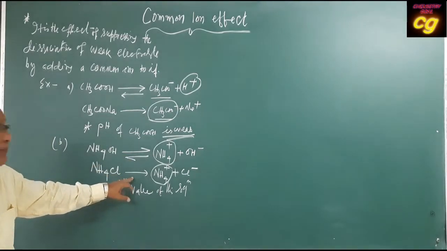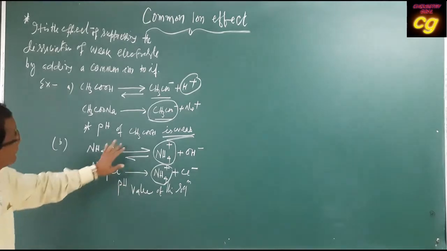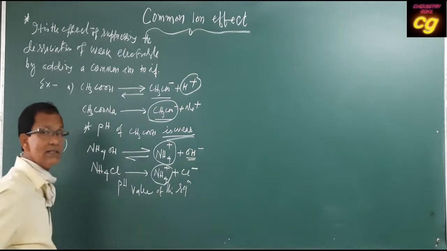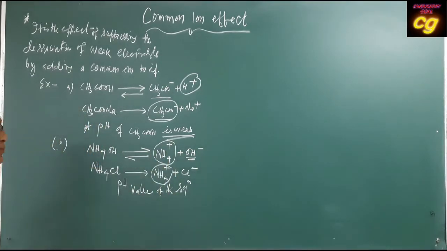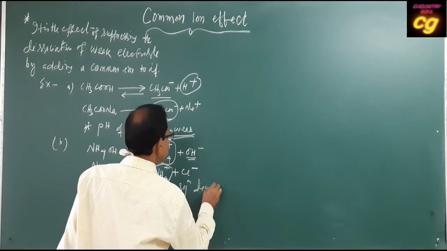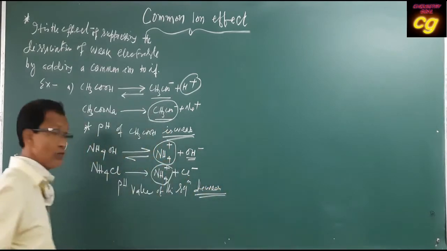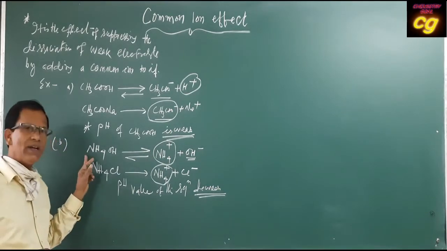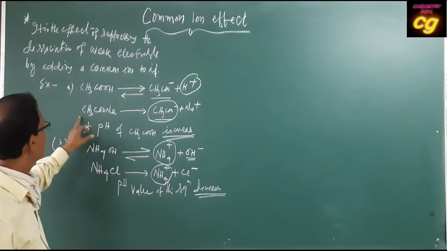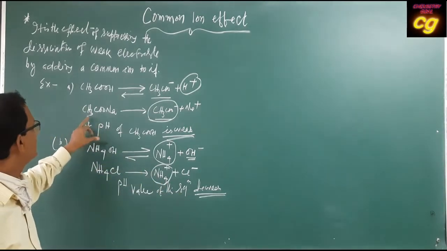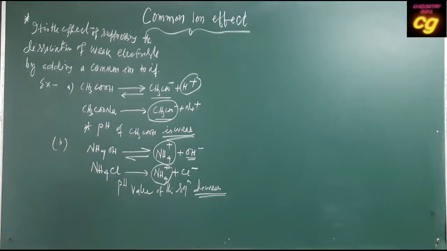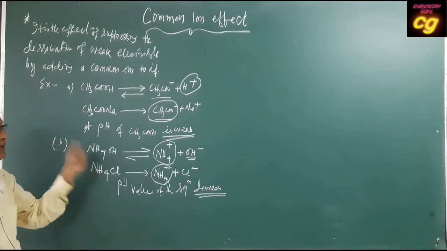So OH minus in the solution will be decreased. If OH minus decreases, pH will be decreased. The pH value of this solution decreases. So you must remember, for weak base, by the effect of common ion, pH value decreases. For weak acid, by the effect of common ion, pH value increases. This is a very important application and explanation of the common ion effect.